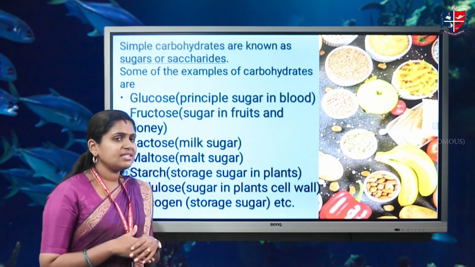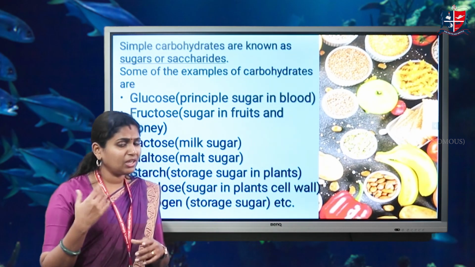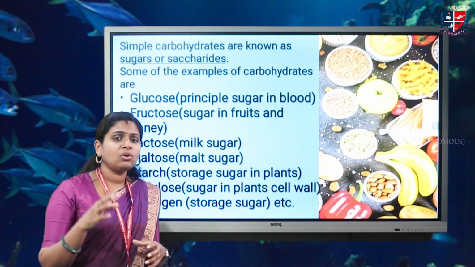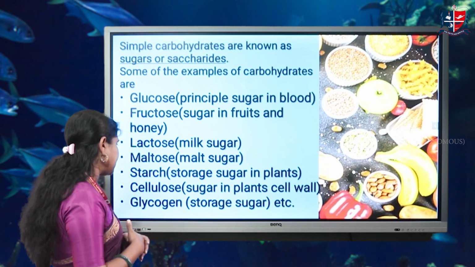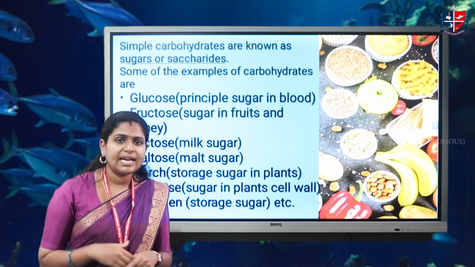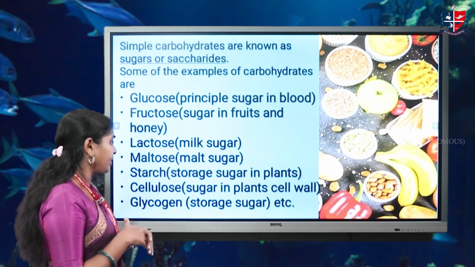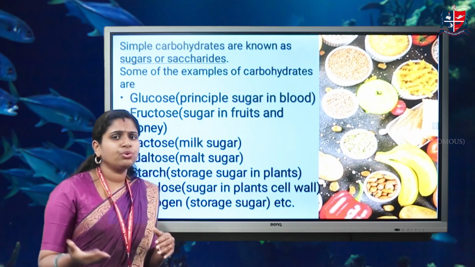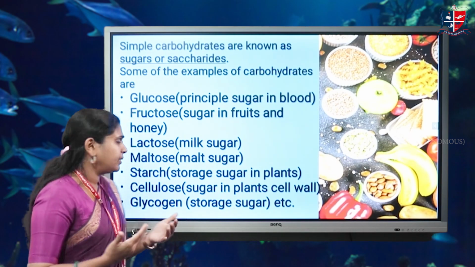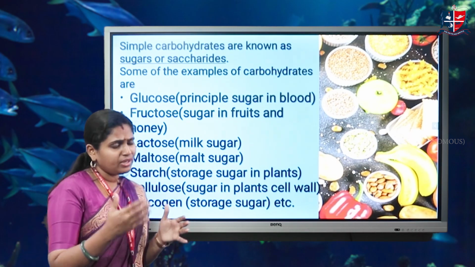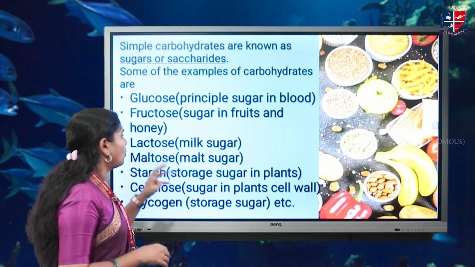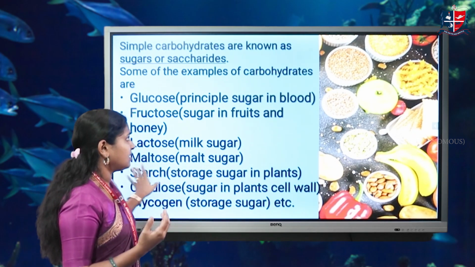And cellulose, the sugar in plants that we have already discussed, gives structural support to the plants. And the last one is glycogen, which is the storage form of sugar. These are the predominant, most commonly found sugars in our system, as well as around us, that is glucose, fructose, lactose, maltose, etc.